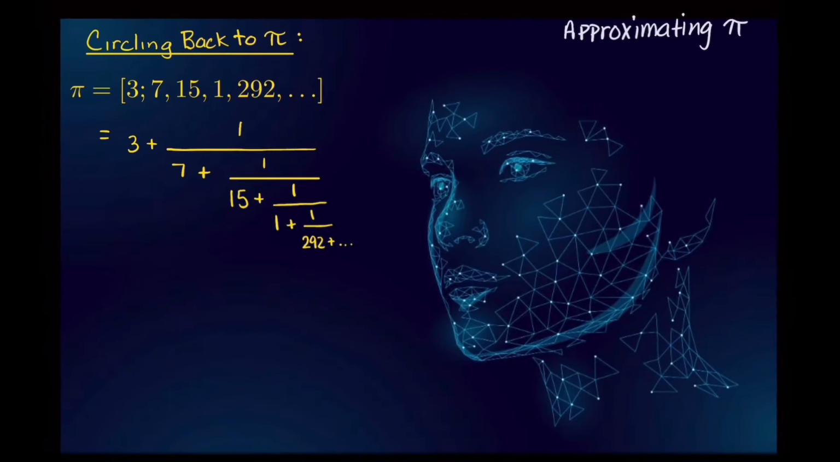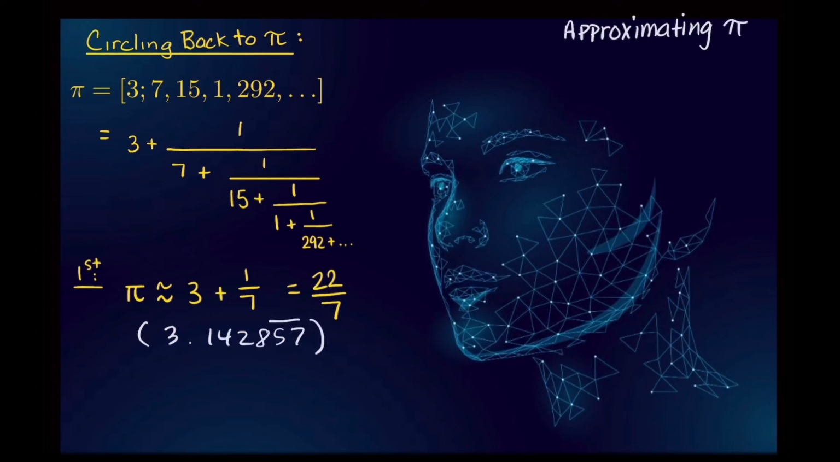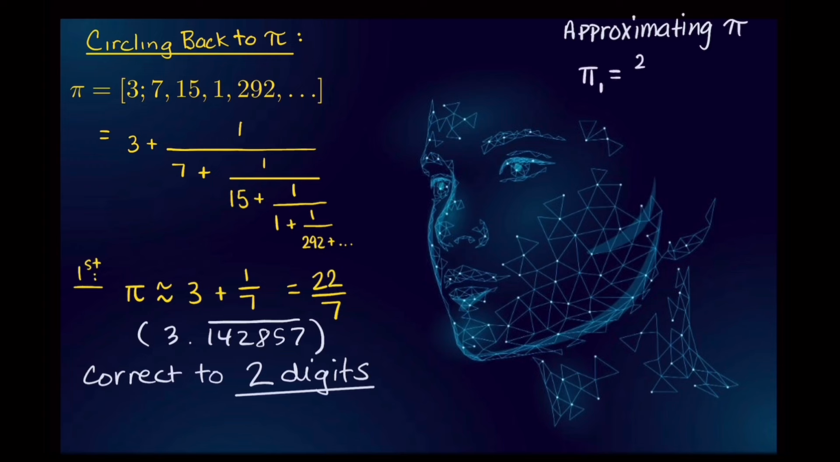Let's now circle back to pi. Here's pi as its simple continued fraction, and we're going to make a few approximations, the first being 3 plus 1 over 7, or 22 over 7, something you might be very familiar with. Upon our first approximation, we get a decimal, 3.142857 repeating, and this decimal is actually correct to two digits. So our first approximation gives us a rational number correct to two digits.